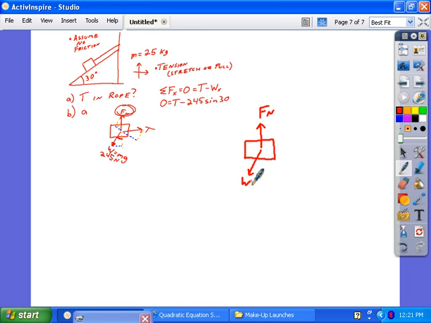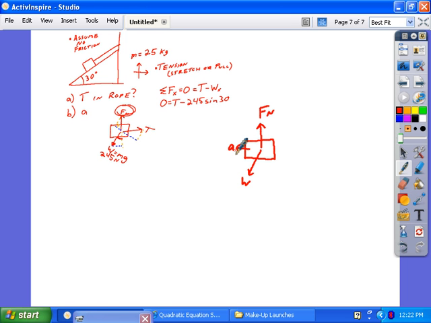Now it should be fairly obvious what direction this is going to go. There is no pull in the positive X direction, but there is a pull in the negative X direction. So in that regard, I should be able to tell that there's going to be an acceleration in this general direction. The acceleration is going to be down the slope or towards the left.